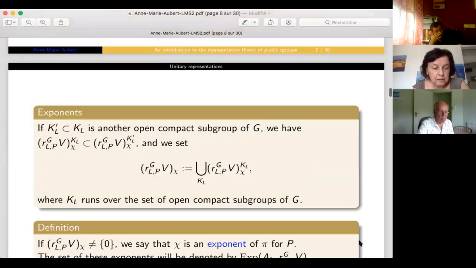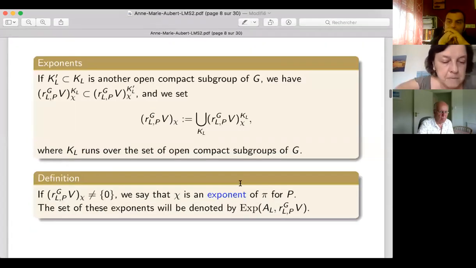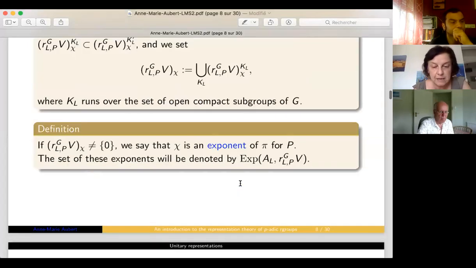So what we will do now. First, we observe that if we take another open compact subgroup of G, K_L', which is contained in K_L, then of course the invariants by K_L' are bigger than the invariants by K_L, and it's the same for the characteristic space. And you will denote by R_{G,L,P}(V)_χ the union of all the K_L of these invariant spaces. Now, if R_{G,L,P}(V)_χ is non-zero, then we say that χ is an exponent of π for P. And the set of exponents will be denoted by X_{A_L}(R_{L,P}(V)).